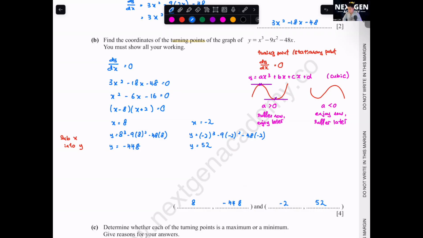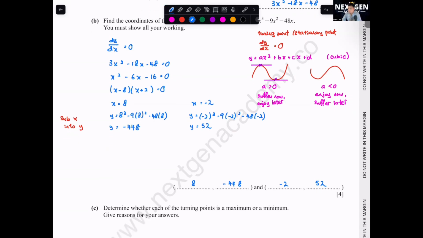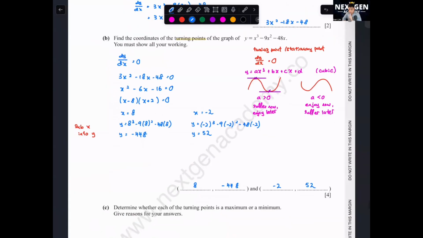Now, question C. Determine whether each of the turning points is a maximum or a minimum. Give reasons for your answers. So why did I teach you all that suffer now, enjoy later, or enjoy now, suffer later? Because typically they will ask you about a cubic graph. Looking just based on our understanding, and it's not only in this chapter that it will come out, you all need to know how to draw a cubic graph.